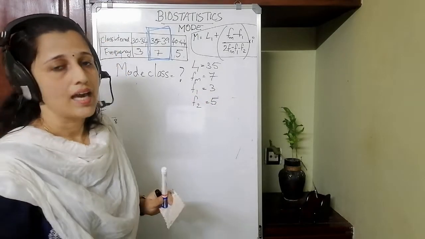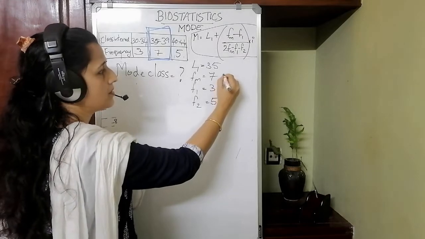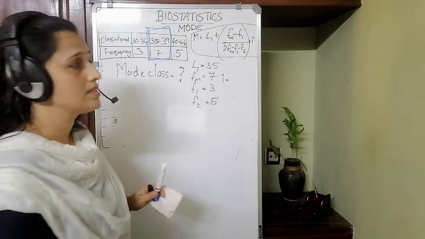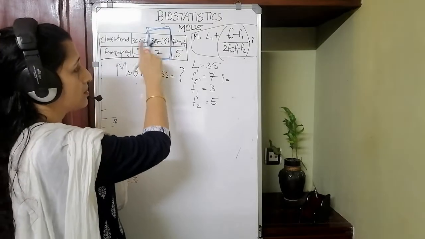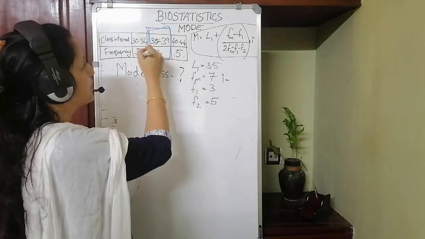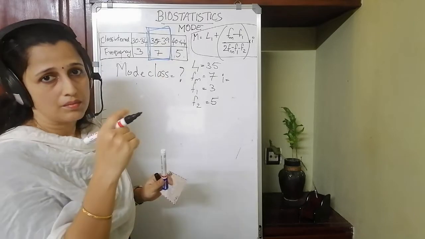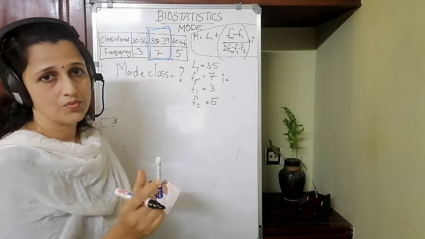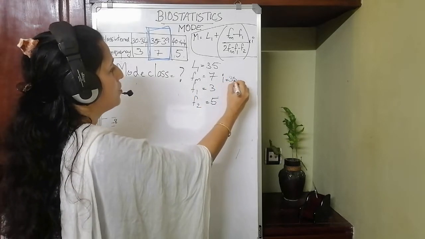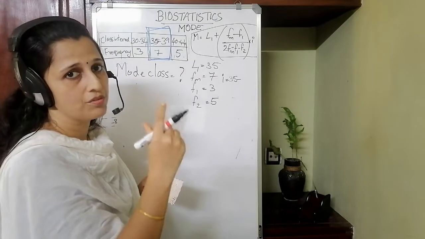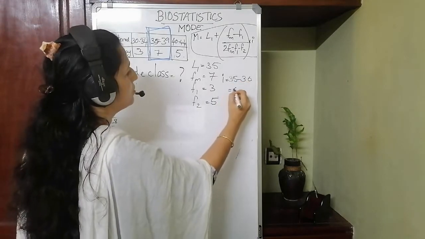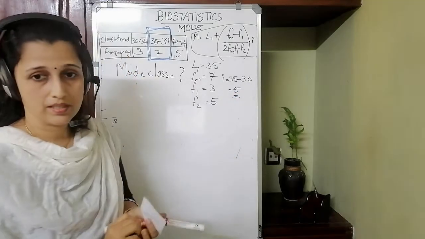Now next is I. I is the class width. Class width, we have explained in the previous tutorials how we calculate this. We have to find the difference between the classes, that is the class width. Here I is equal to 35 minus 30, the lower limits of two classes, that is equal to 5. So in this question the class width is 5.